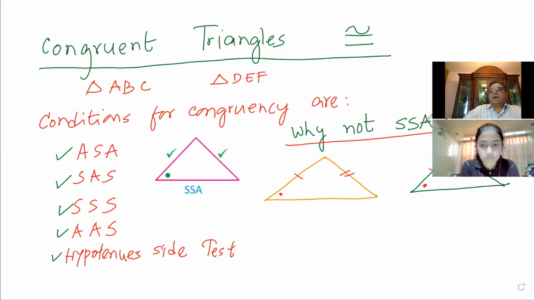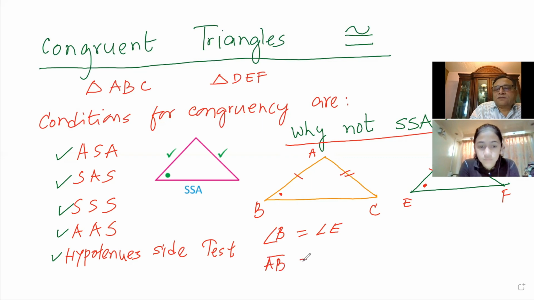So what I'm trying to say is, if I tell you that we have triangles ABC and DEF, and we say angle B is equal to angle E, and side AB is equal to DE, and we also say that AC is equal to DF, we give you these three conditions. Explain why.